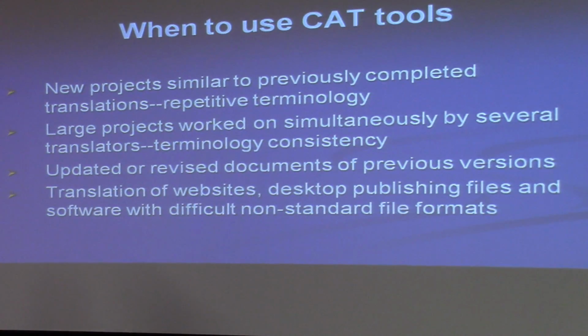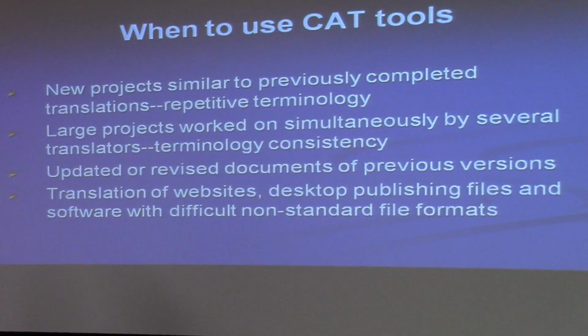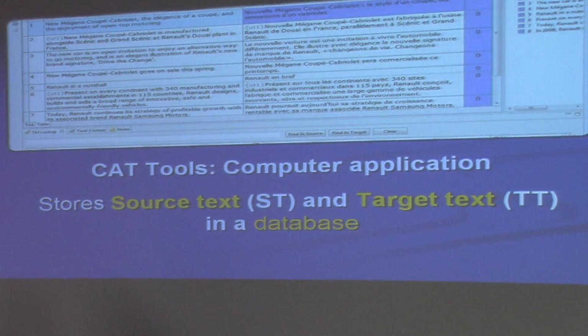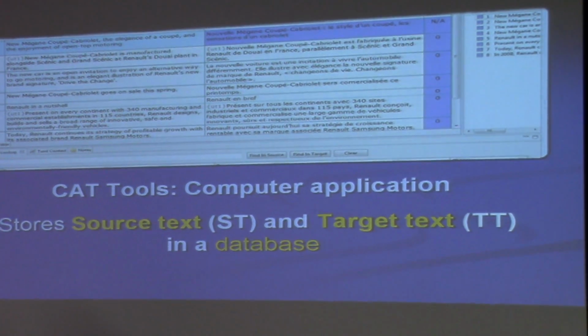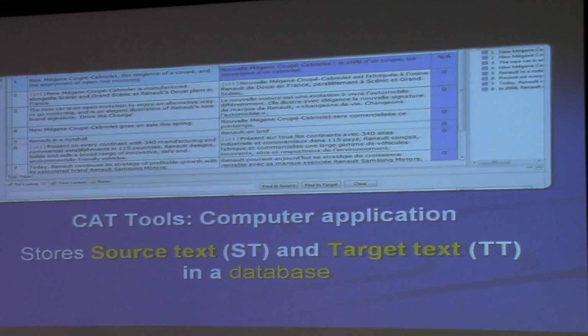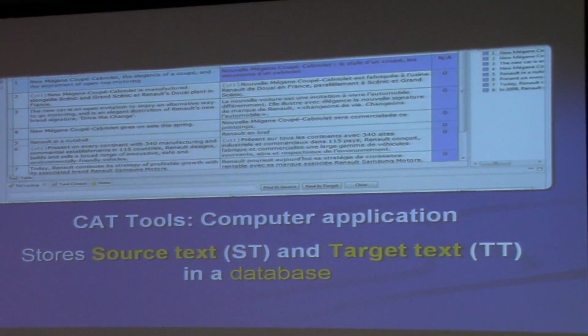And like I mentioned before, we use it for websites and very complicated file formats like PageMaker, Illustrator, so it's not just Word. CAT tools work on all sorts of file formats, all the formats you can imagine really these days, so it's really, really good. So this is what it is. Basically, this is what most of them look like.